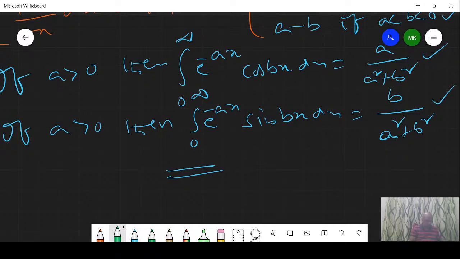These are standard questions, you can solve them. Suppose they are talking about the periodic function. When considering the periodic function, I will discuss one problem on it.